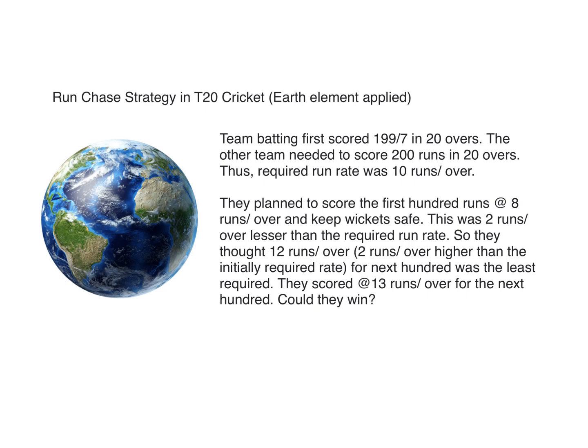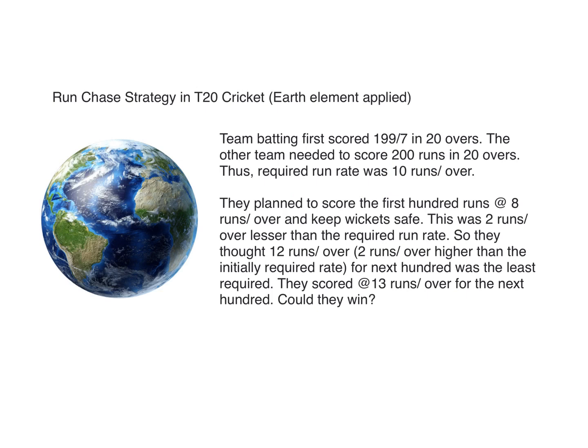Through this example, we will try to see how understanding some basic concepts deeply can be helpful. So, here it is a run chase strategy in a T20 cricket match. Team batting first scored 199 with the loss of 7 wickets in 20 overs. So, the second team, which is chasing, has to score 200 runs in 20 overs. So, the required run rate is 10 runs per over.